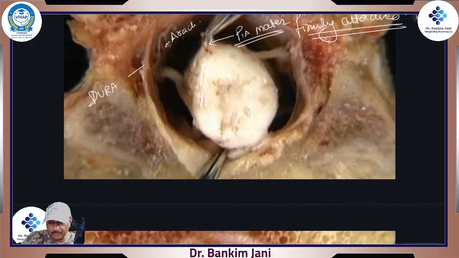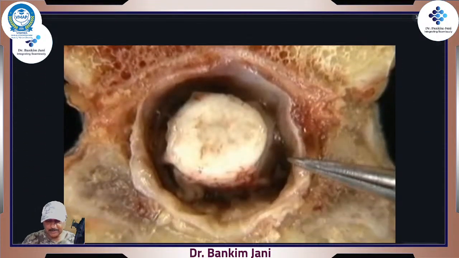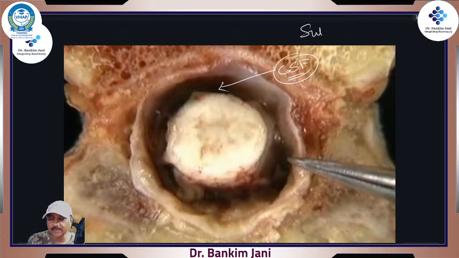Now, we know that there is CSF, right? Cerebrospinal fluid. Just remember, cerebrospinal fluid is in the subarachnoid space, under the arachnoid, right? So here, this portion will be the CSF, cerebrospinal fluid. It is in the subarachnoid space.